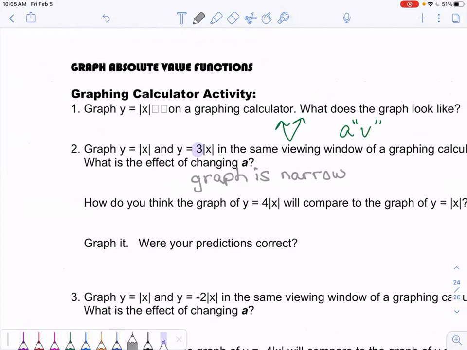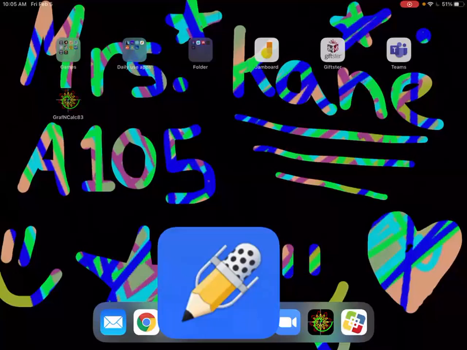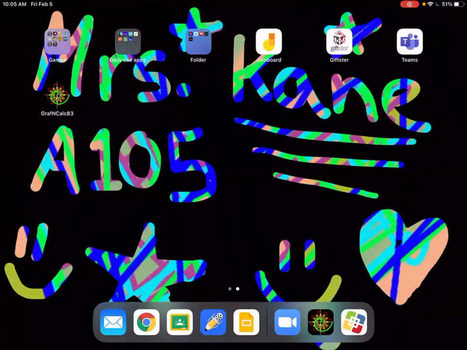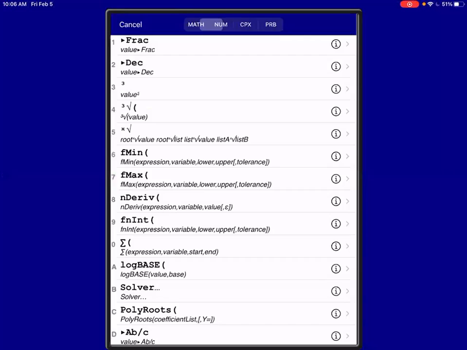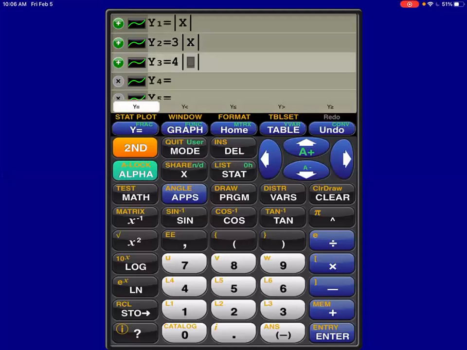So the next part says, how do you think the graph of 4 absolute value of x would compare? So I'm going to place one more in my equation, in my calculator. You think it's going to be narrower or wider? So what do you think happens if I put a 4 in front instead of a 3? More narrow or wider? Narrower or? But more narrow sounds better.